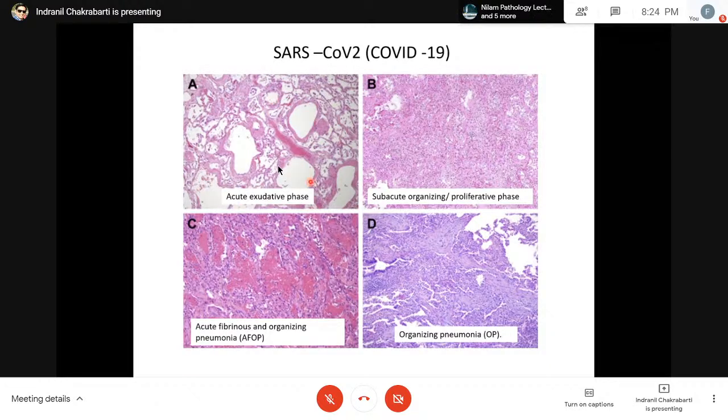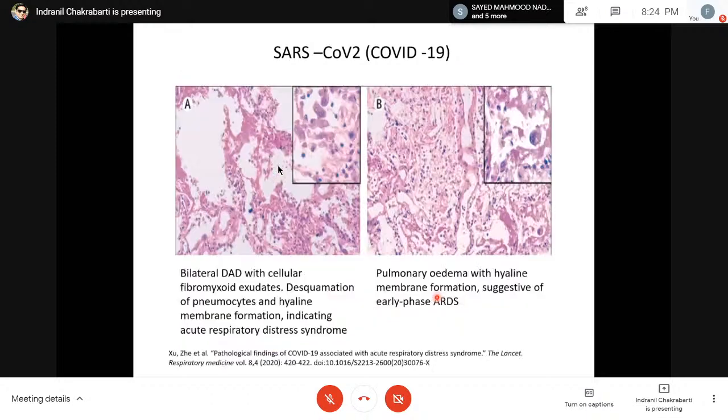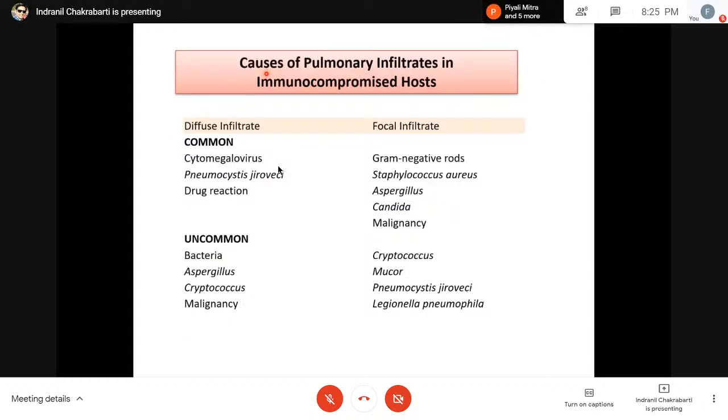Here you can see the acute exudative phase of DAD, the subacute organizing proliferative phase, acute fibrinous and organizing pneumonia. We will come to these features later also. Basically, there is desquamation of the pneumocytes, we are getting hyaline membrane, and in the early cases we have pulmonary edema. So the patients are presenting with ARDS, and on histology we are getting DAD, that is diffuse alveolar damage. The common pulmonary infiltrates in immunocompromised hosts, we have already covered. The common forms are cytomegalovirus and various fungal and bacterial diseases.